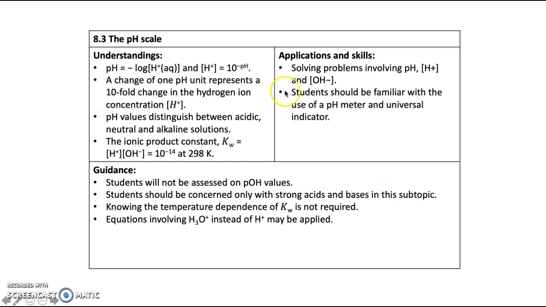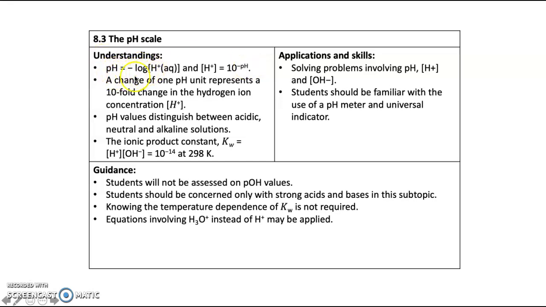So, looking a little bit deeper into what the IB expects, we're going to be dealing with these two equations today. The equation that allows you to calculate pH from the concentration of hydrogen ions, and then the rearranged version of that allows you to find the concentration of hydrogen ions from the pH. Okay, and you'll notice this formula right here.